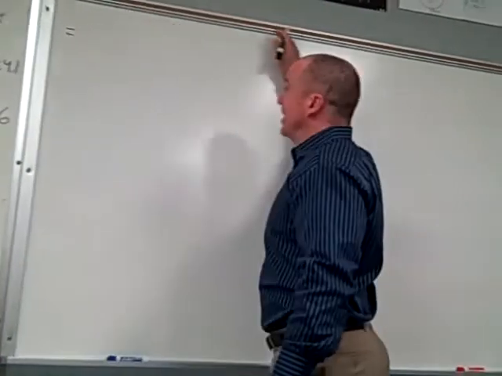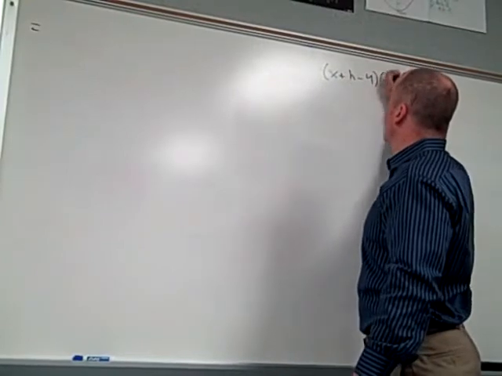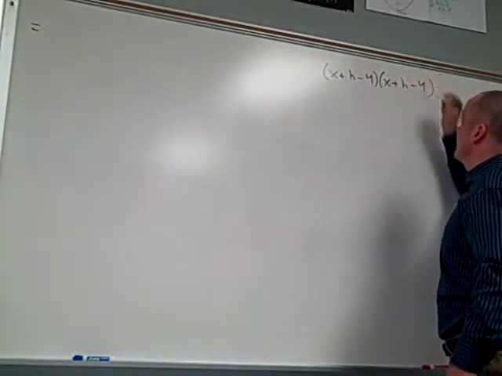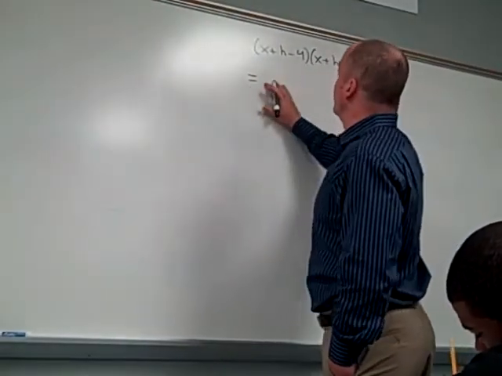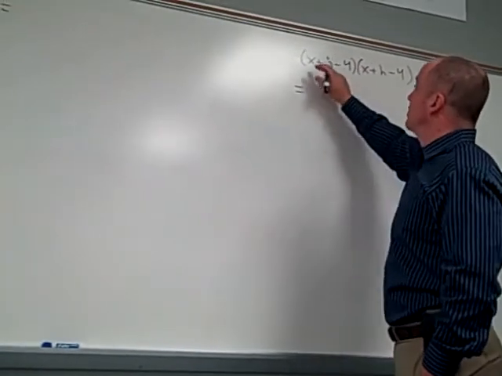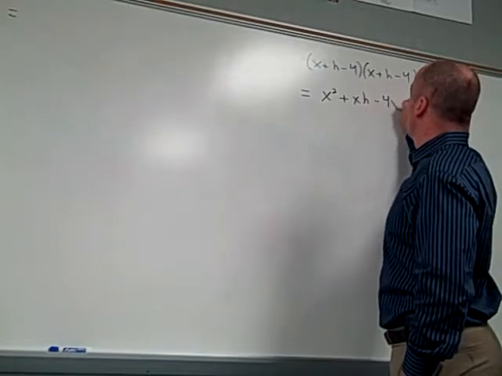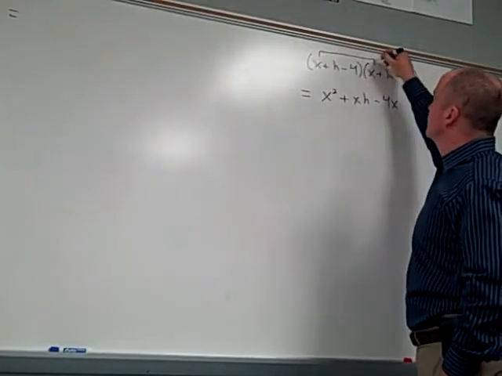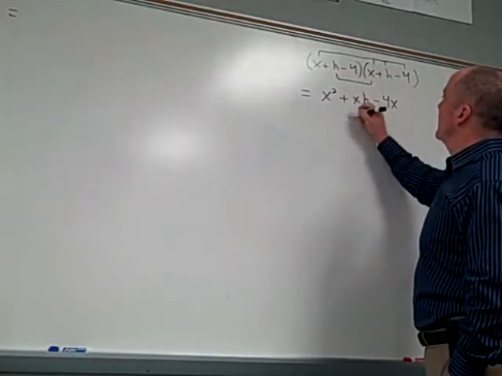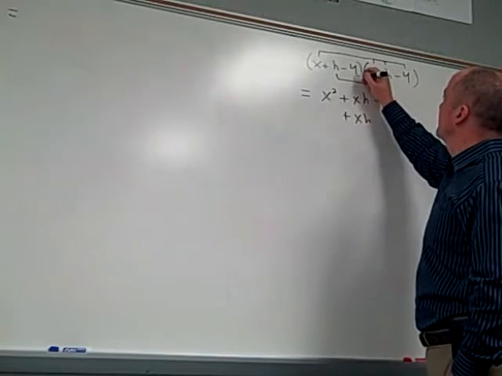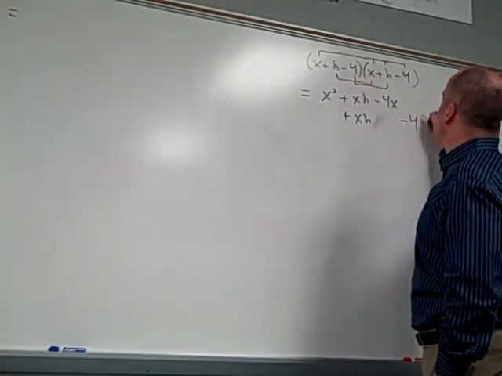Okay, so now this equals. Alright, I'm going to do part of this off to the side. So Steven, follow me over here. x plus h minus 4 squared is x plus h minus 4 times x plus h minus 4.